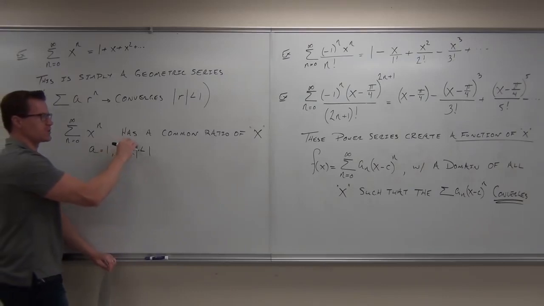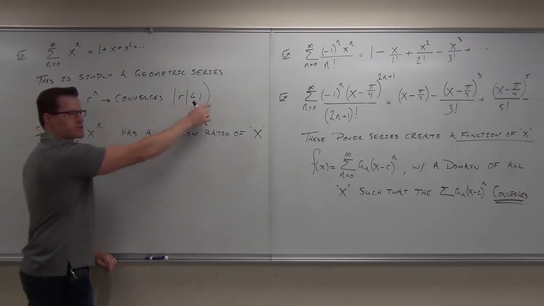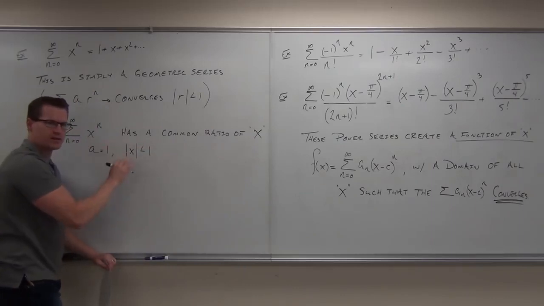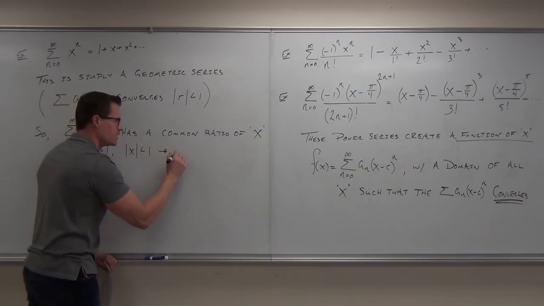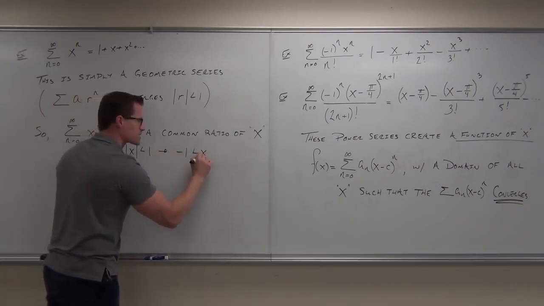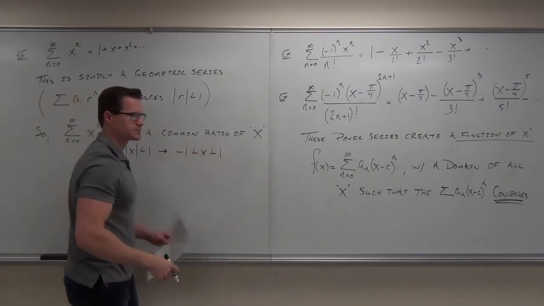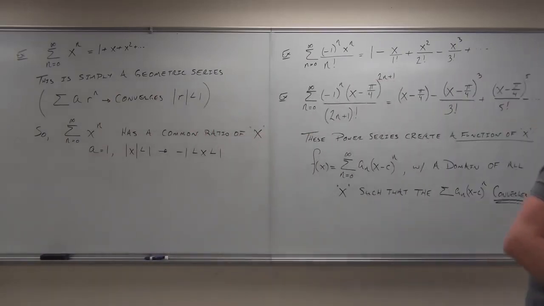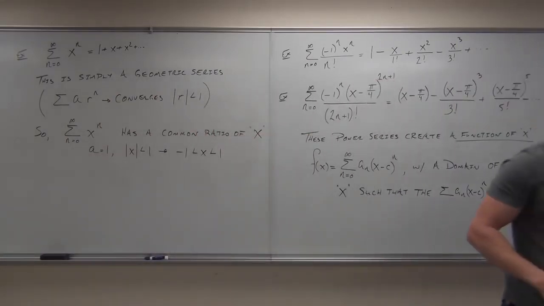It says it converges if the common ratio is less than 1. This has a common ratio of x. It will converge if x is less than 1 in terms of absolute value. Or if you want to think about it this way, when negative 1 is less than x, which is less than 1. So is this divergent? It's convergent.